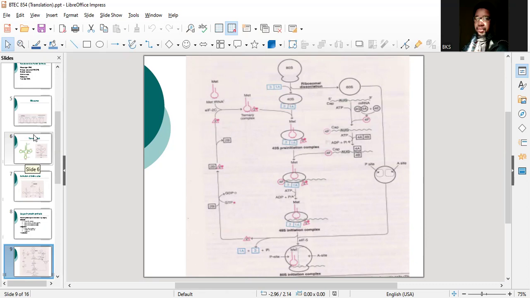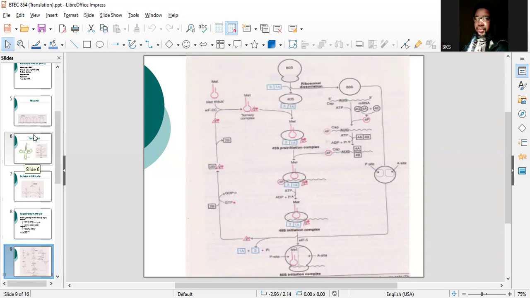So first of all, we have the transfer RNA that is already charged with methionine. This eukaryotic initiation factor 2 bound to GTP becomes active, and then it binds to the transfer RNA bound to methionine to form a ternary complex. And the ternary complex is now attached to the 40S subunit to form the 43S pre-initiation complex.